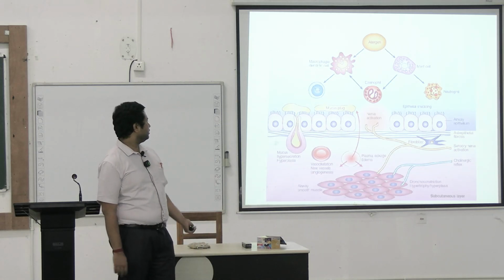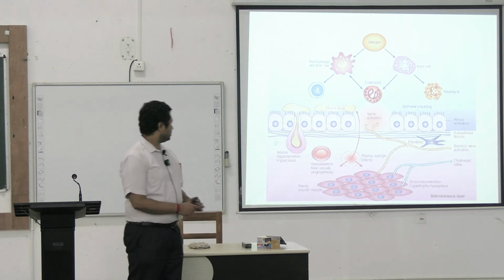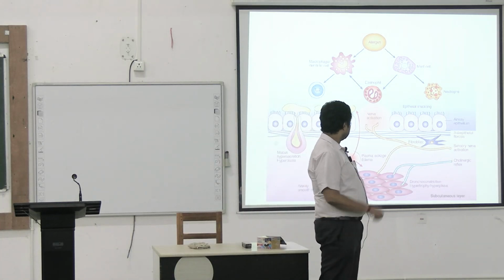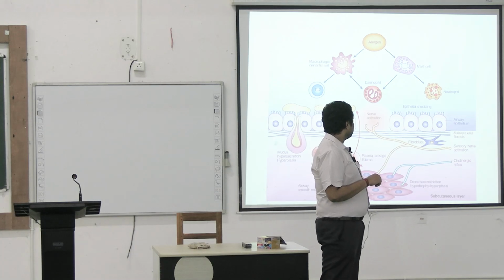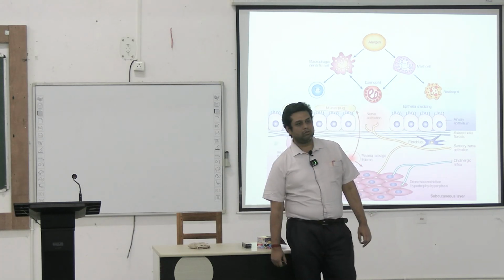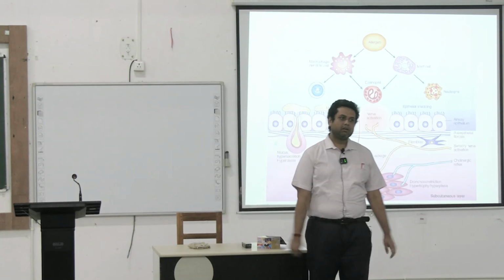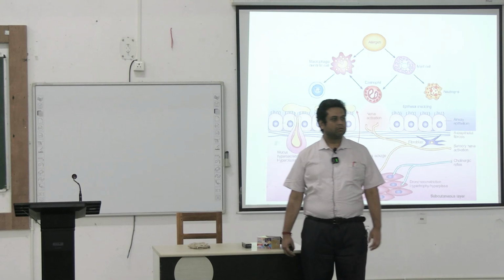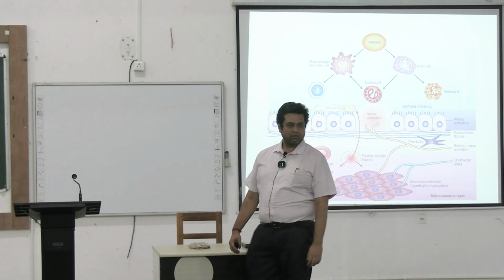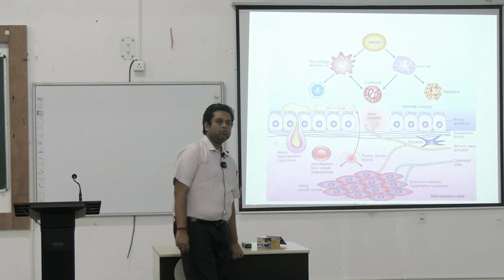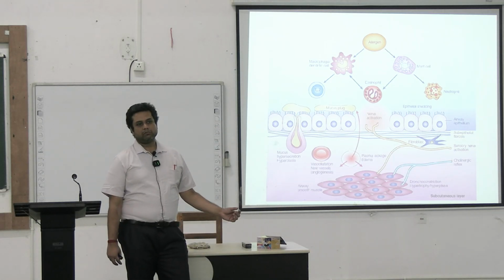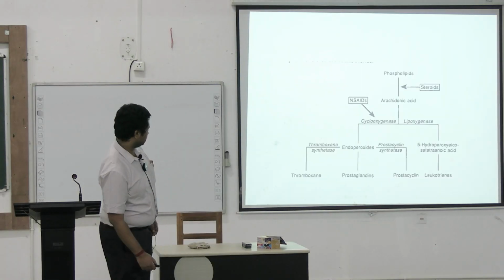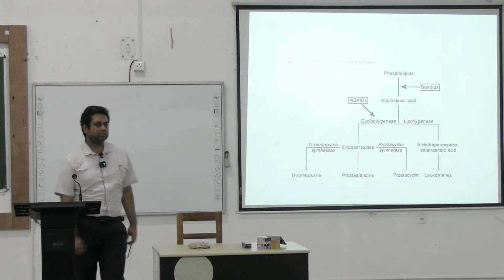So where can we intervene? This is the pathological process. Where can we intervene? We can make sure that there is no recruitment of the inflammatory cells, or there is less formation of chemical mediators, or something to make the bronchial smooth muscle relax. So now we come to the chemical mediators.